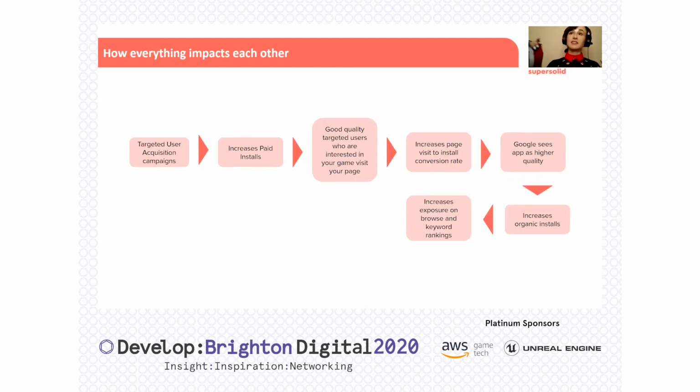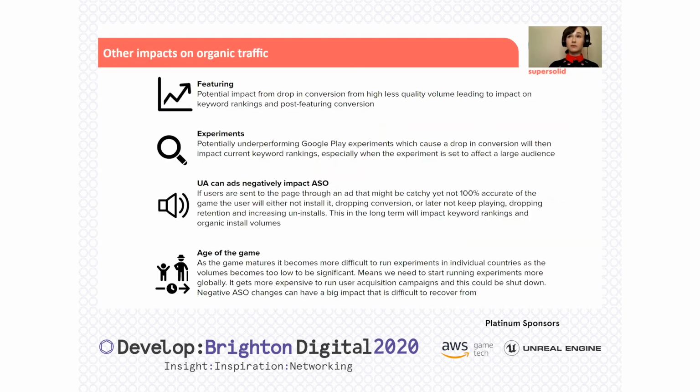And additionally, looking into how targeted user acquisition campaigns impact ASO, we have an increase in paid installs, good quality targeted installs from users who are interested in your game and visit the page. There's an increase in visit to install conversion rate. Google sees the app as higher quality, with increases in organic installs and more exposure in terms of browse and keyword rankings. So, other impacts on organic traffic.